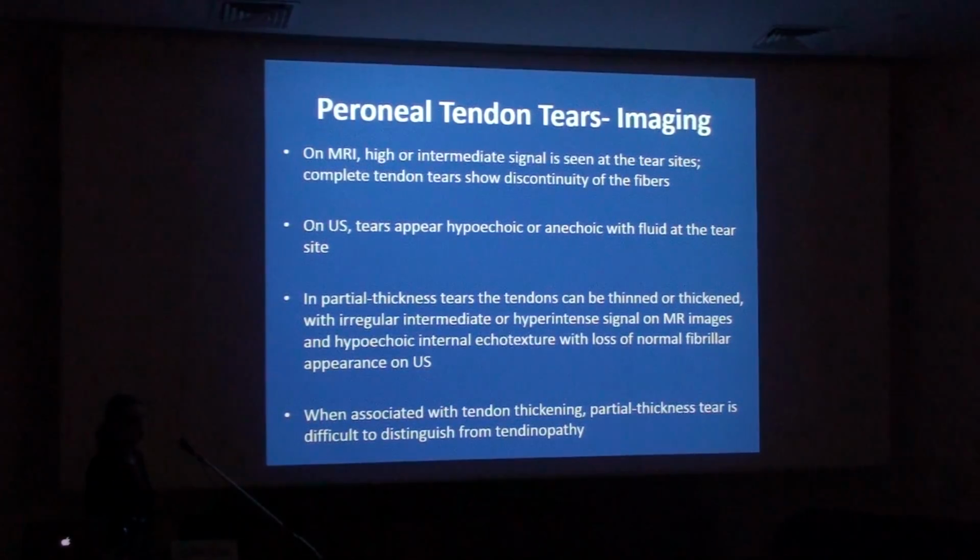So what do tendon tears look like on MRI and ultrasound? On MRI, high or intermediate signal intensity is seen at the tear sites, and complete tendon tears show discontinuity of the fibers. On ultrasound, tears appear hypoechoic or anechoic, with fluid frequently seen at the tear site. In partial thickness tears, the tendon can be thinned or thickened with irregular intermediate or hyperintense signal on MR images, and hypoechoic internal echo texture with loss of the normal fibrillar appearance on ultrasound. When associated with tendon thickening, a partial thickness tear is difficult to distinguish from tendinopathy.